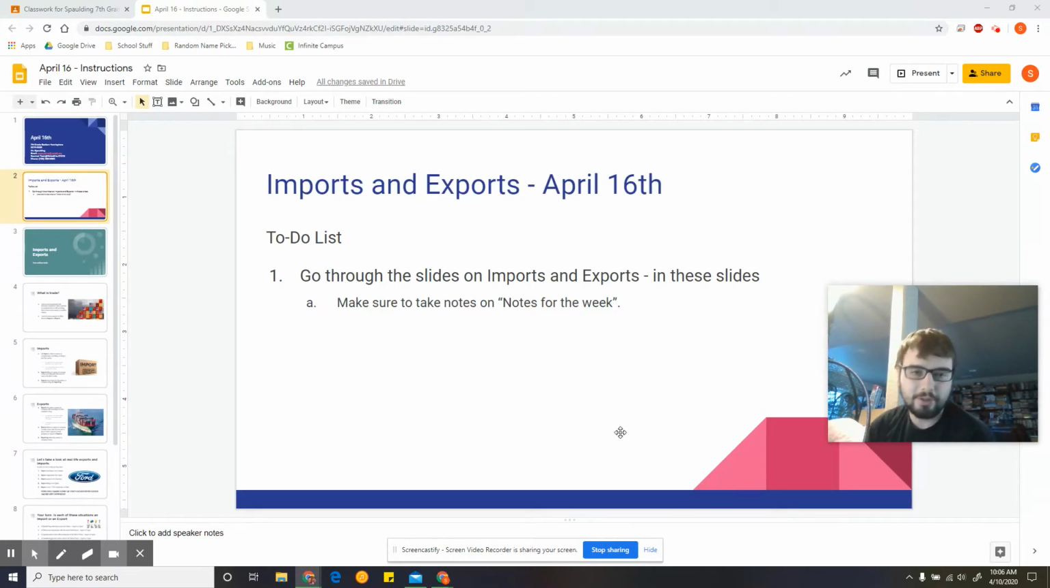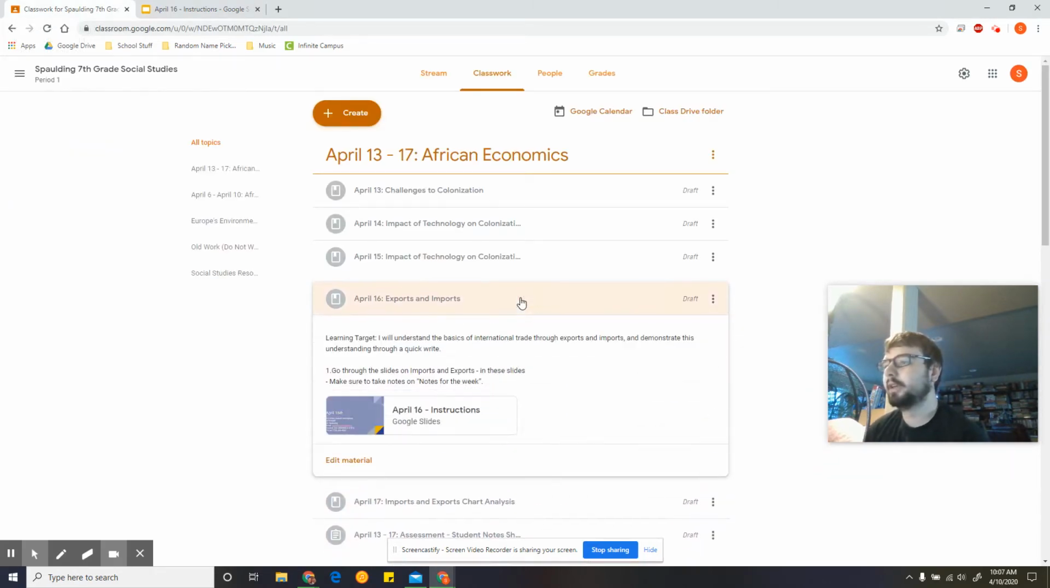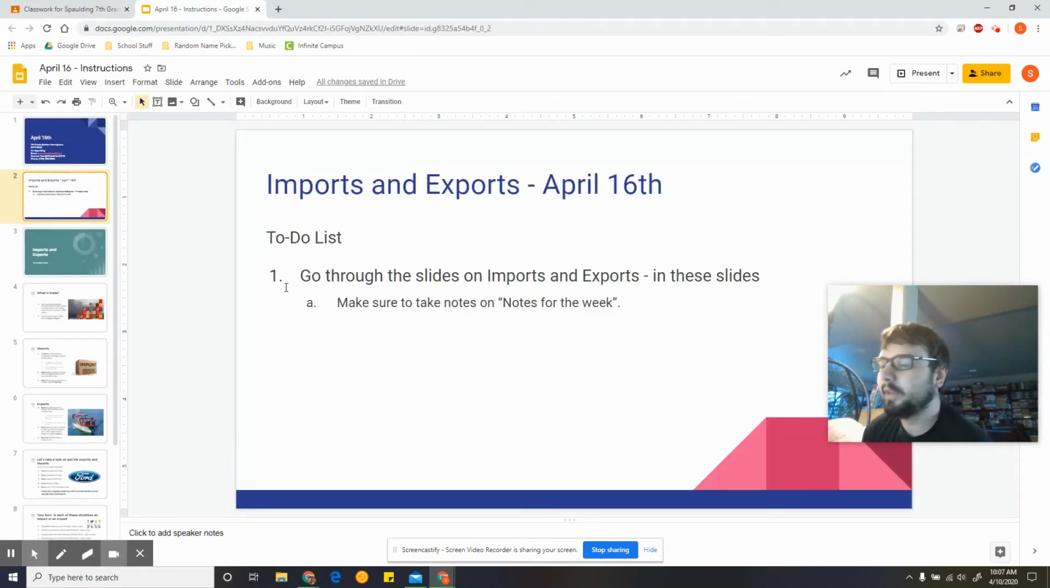Here are the instructions for today. We're going to be learning about imports and exports today, and it's going to be pretty straightforward for you guys. So, first thing you guys need to do, go ahead and get into your slides for the day. Once again, you'll go to Google Classroom, scroll down to April 16th, exports and imports, and you'll go ahead and click on the instruction slides. Okay, and they'll open up like this.